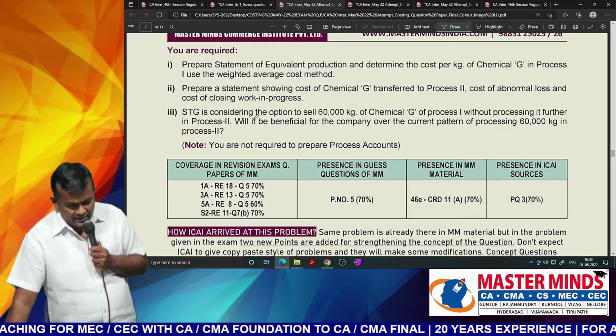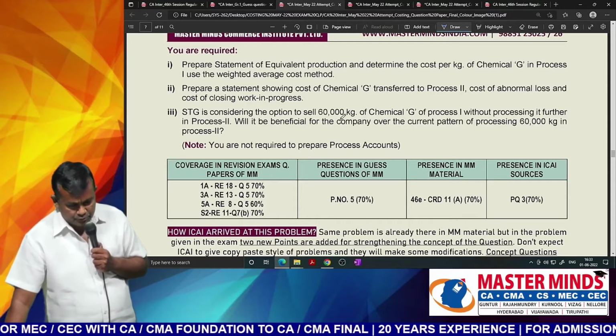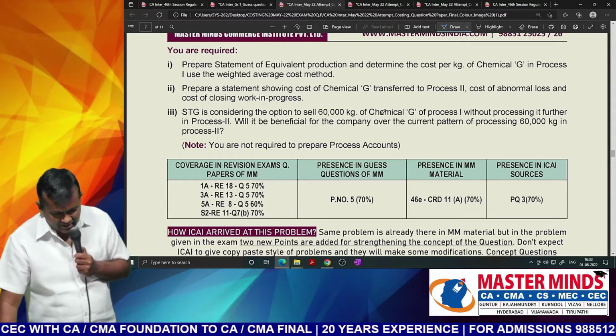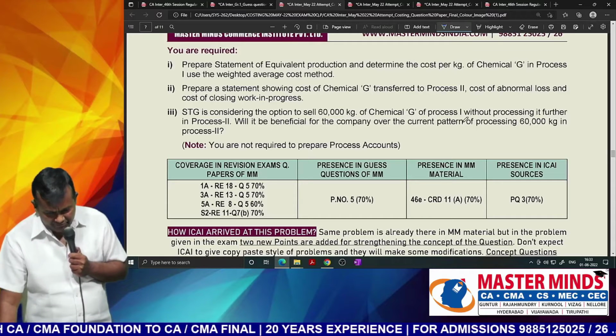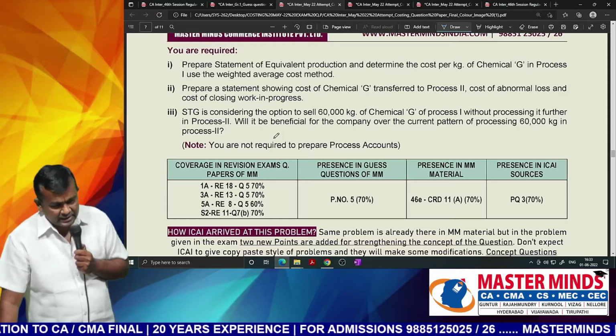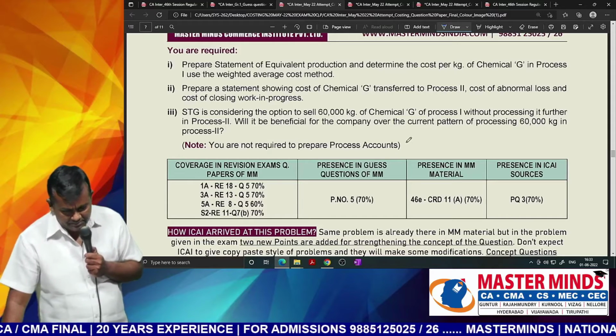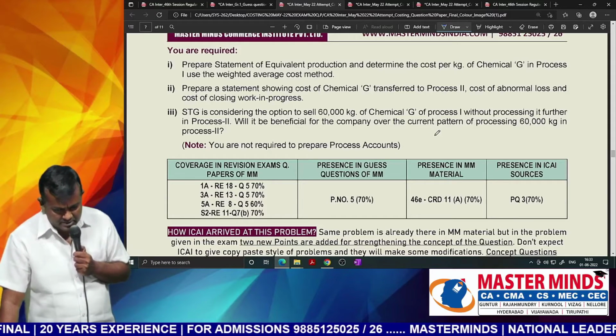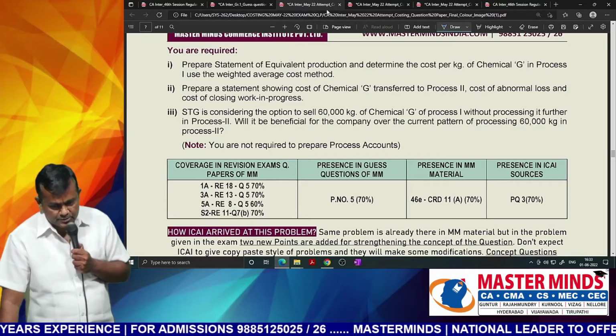STG company is considering the option to sell 60,000 cases of chemical G of process 1 without processing it further in process 2. Will it be beneficial for the company over the current pattern of processing 60,000 cases in process 2? So see the side answer.